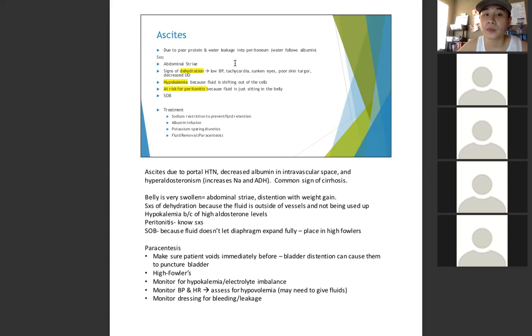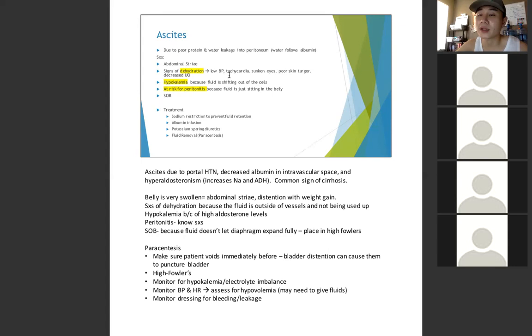They will have abdominal striae, like purple striae or stretch marks on the belly because of the increase in size. They will have signs of dehydration, even though they look very swollen, but they are dehydrated because the fluid is in the wrong place. They have low blood pressure because there's no volume inside the blood vessel. They'll have tachycardia, sunken eyes, poor skin turgor, and decreased urinary output.